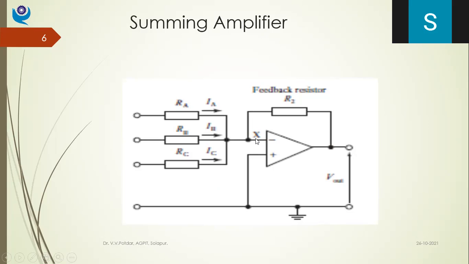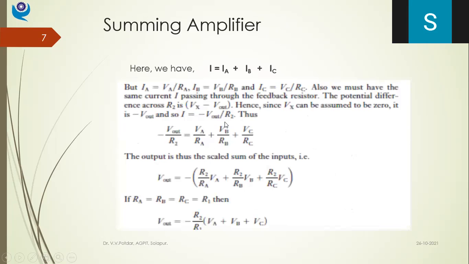Be a little attentive. I will be equal to Vx minus Vout divided by R2. As Vx is 0, I will be equal to minus Vout by R2. Okay, so what is this equation? I will be equal to IA plus IB plus IC. So I is now minus Vout by R2, which will be equal to IA, that is VA by RA, IB, that is VB by RB, and IC is equal to VC by RC. So minus Vout by R2 will be equal to VA by RA plus VB by RB plus VC by RC.